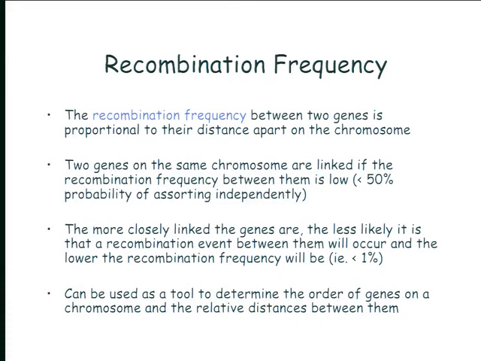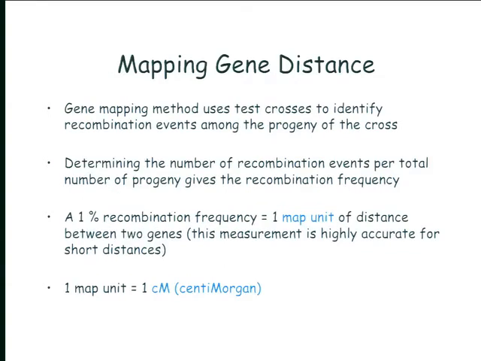And this is still very useful today in plants where the genome, the exact order of genes on the chromosome, has not been discovered. And that's still true for many, many different plants. So you still have to use this technique in order to find out what combination of genes occurs at any given place. So the method for doing this is gene mapping. And it uses test crosses to identify recombination events among the progeny of the cross. And then determining the number of recombination events among the total number of progeny is going to give us the recombination frequency. We use this as a percentage.